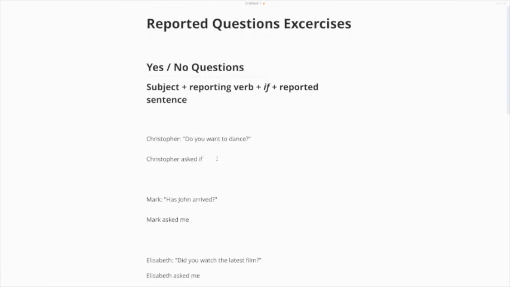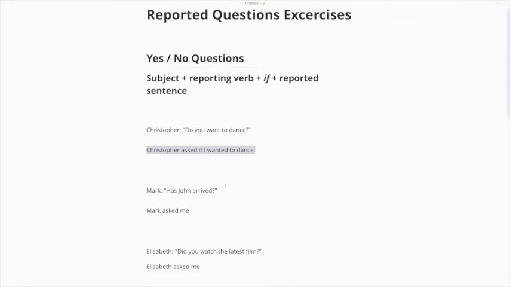Christopher asked if I, and then the verb is want, but because we're reporting it in the past, I'm going to say Christopher asked if I wanted, and then the rest of the sentence. It's dance. Christopher asked if I wanted to dance. So this is what he said. This is how I reported it. Yes, pretty simple. Now let's do the next one.